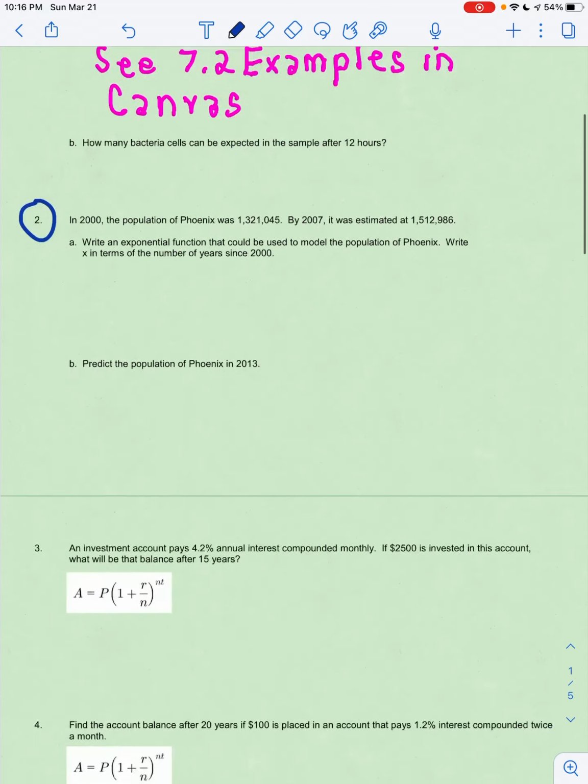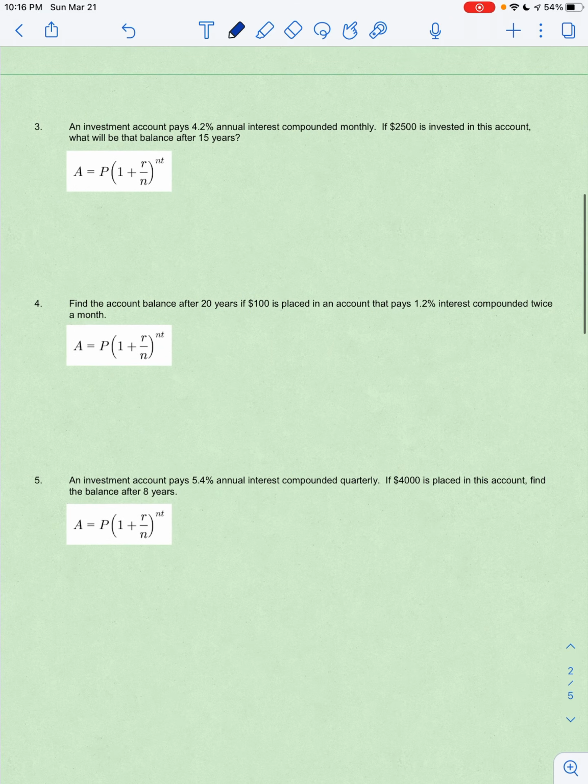So let's move down to the back of this page. If you were not in class, you can find this handout on Canvas, and we are going to focus on number 3. It says an investment account pays 4.2% annual interest compounded monthly. If $2,500 is invested in this account, what will be that balance after 15 years?